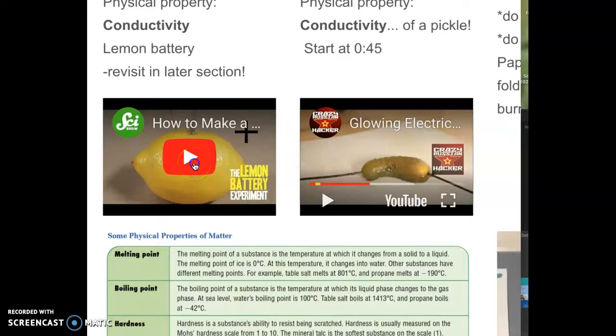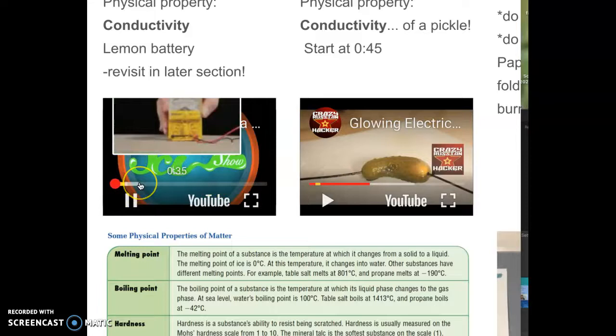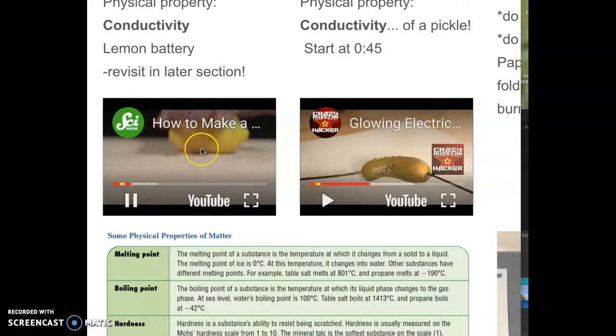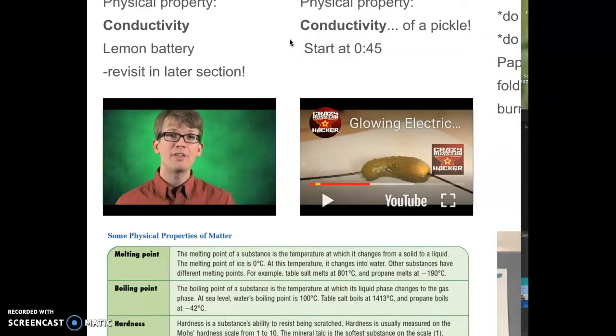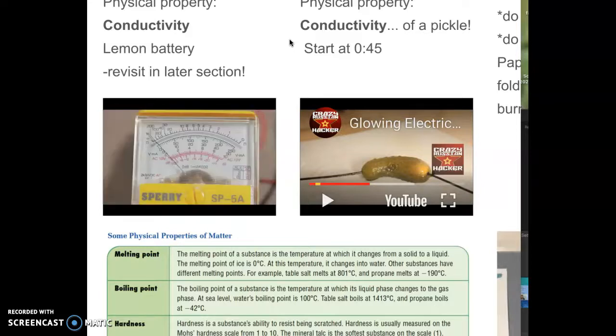Okay, this one is a battery. Okay, not quite as exciting. A bit to break up all the little juice packets inside. Okay, so he's taking a zinc-coated nail and a piece of copper. Okay, and he's going to use them as electrodes and connect them to the lemon.